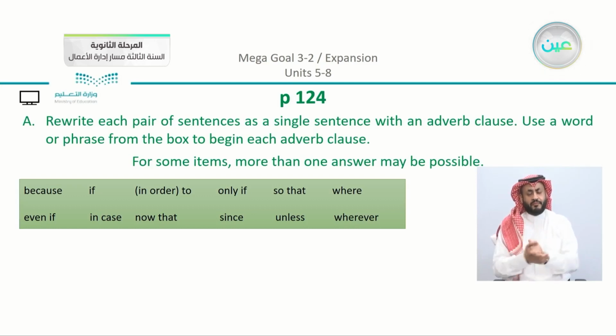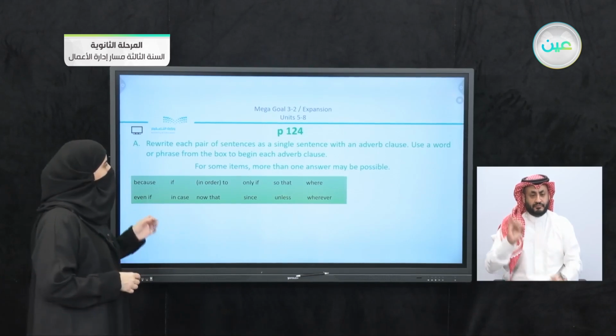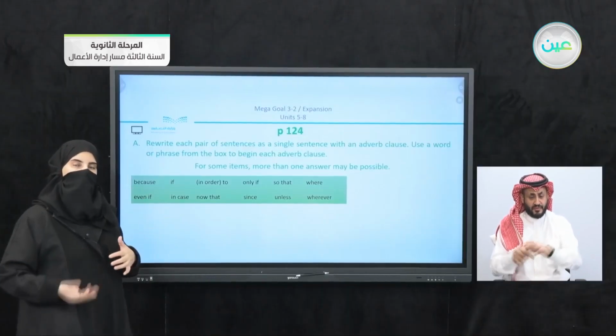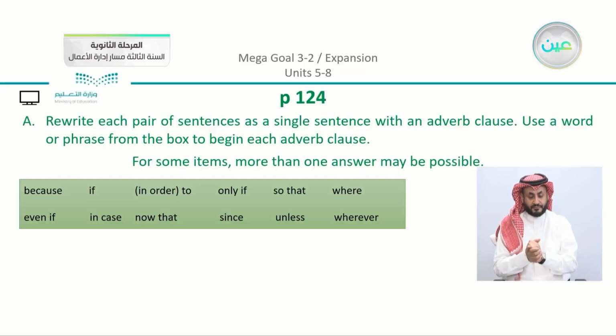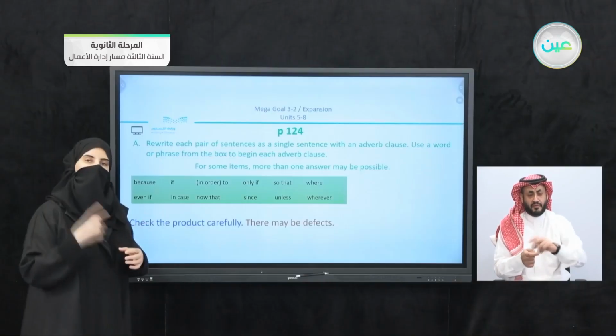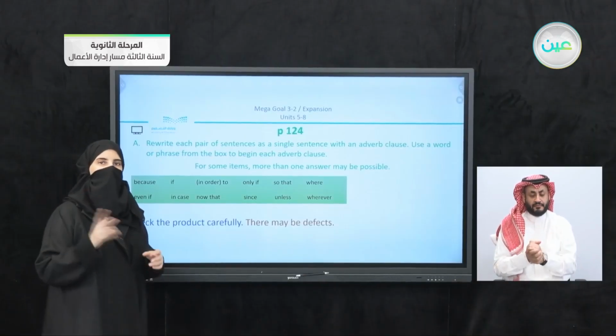So you can see that we have here the words. We have because, if, in order to, or just to use to, only if, so that, where, even if, in case, now that, since, unless, and wherever. Now we are going to use these words within the adverb clauses here. We are going to combine the sentences into one sentence. So here you can see that we have 2 sentences.